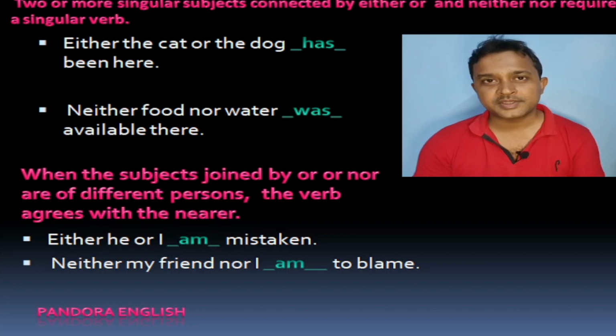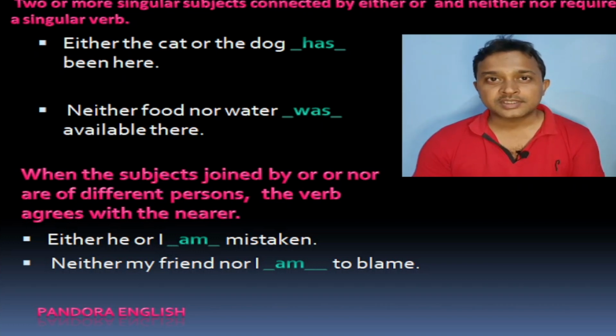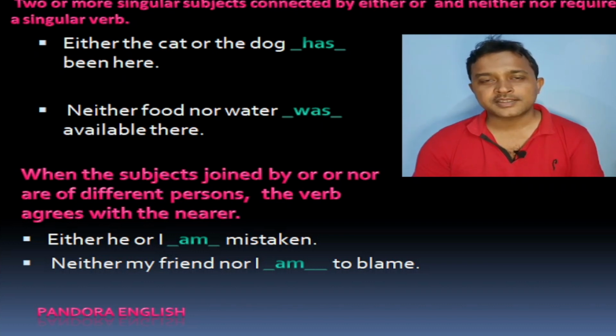In this example, two different persons, he and I, are joined by either or. Therefore, the verb agrees with the nearer subject, that is I. Similar is the case in the last example. Neither my friend nor I am to blame. The verb agrees with the nearer subject I.